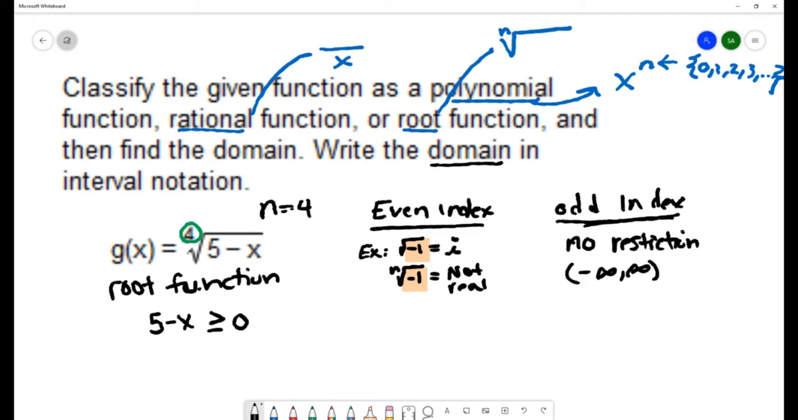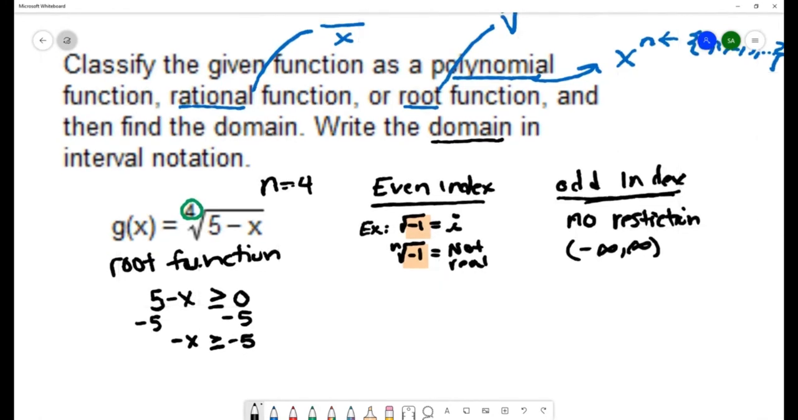So we're going to solve this inequality by subtracting 5 on both sides. We get negative x is greater than or equal to -5. And we want to continue solving by dividing both sides by -1. Now, when we divide an inequality by a negative, we have to reverse the inequality symbol. So this becomes x is less than or equal to 5. If we were to think of this on the real number line, we would mark 5 with a filled-in circle and shade everything that is less than 5.